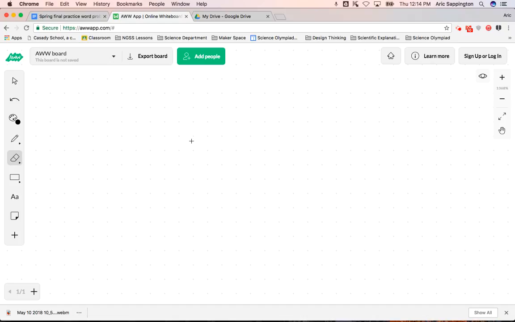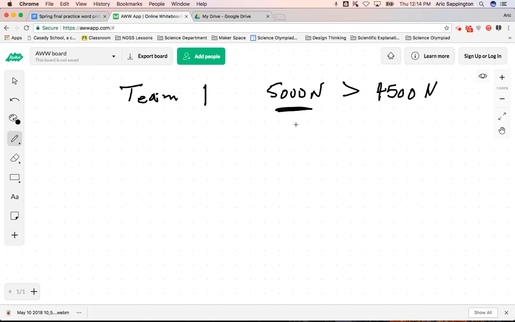All right, I think we're on 15. And 15 is kind of a strange one because it's got lots of information. But really, the thing you have to realize is that basically team one is going to win. And the reason why team one is going to win is because they pull with more force. They're pulling with 5,000 newtons worth of force, and that's greater than the other team, which is pulling with 4,500 newtons worth of force. So team one will be the winner.